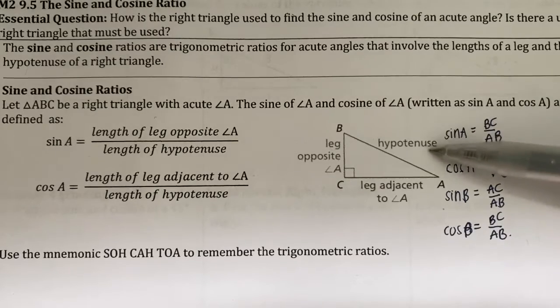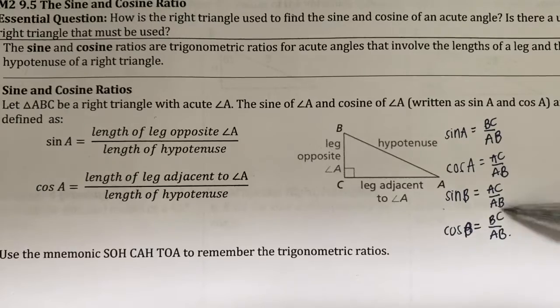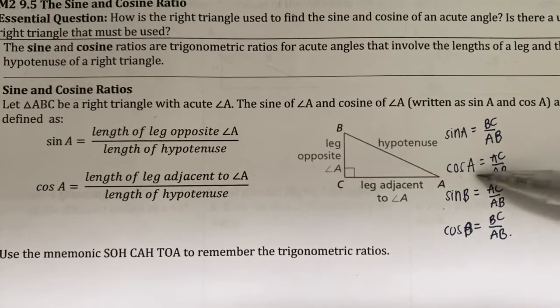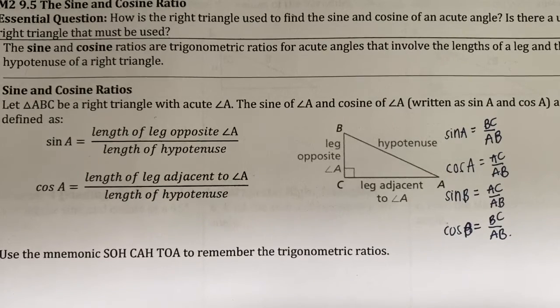And there's something interesting that happens here with the sine and cosine values of the acute angles. Notice that the sine of angle A has the same ratio as the cosine of angle B. Same thing's true for the cosine of angle A. It has the same ratio as the sine of angle B. We're going to talk about this after we finish example 1.